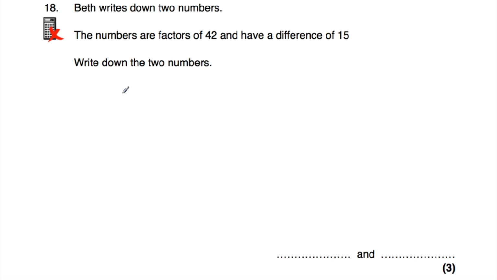So let's find the factors of 42. So 1 times 42 is equal to 42. So 1 and 42 are both factors. It's even, so 2 times 21. So 2 and 21 are both factors of 42.